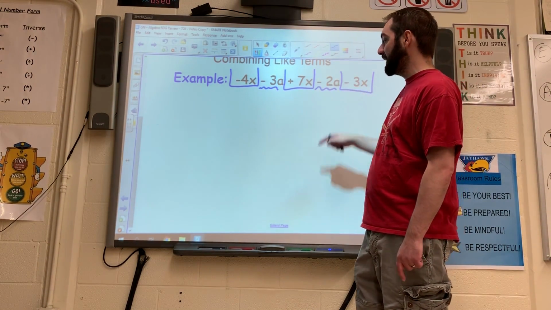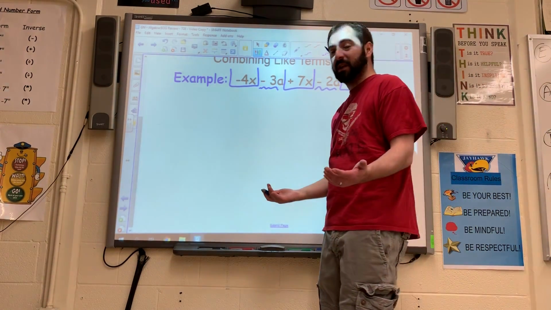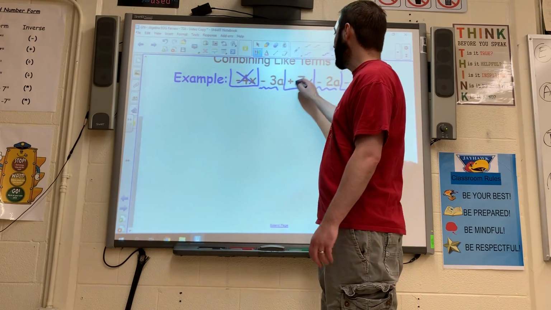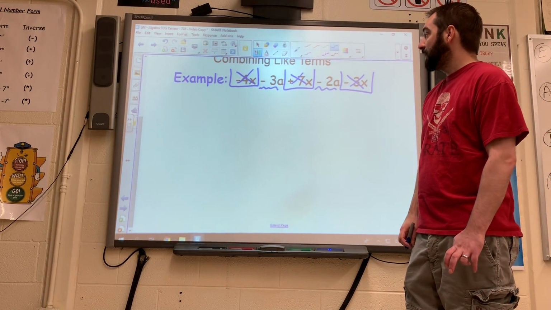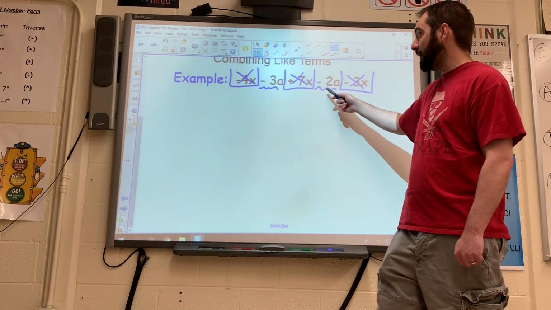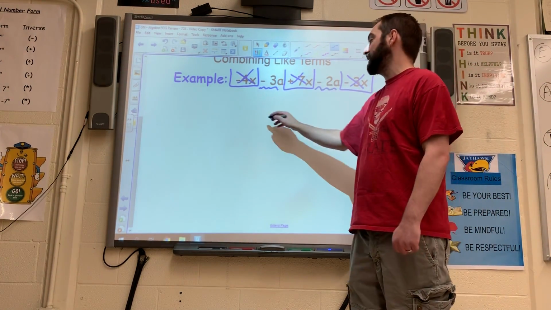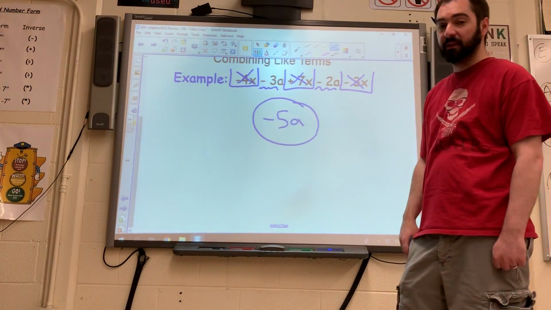3 minus 3 is actually 0. Well, 0x, I don't have to write that because if 0 is there, there's nothing really there. So really, these 3 terms ended up canceling each other out. From there, we have negative 3a minus 2a. Well, negative minus is negative 5a. So this answer would just be negative 5a.